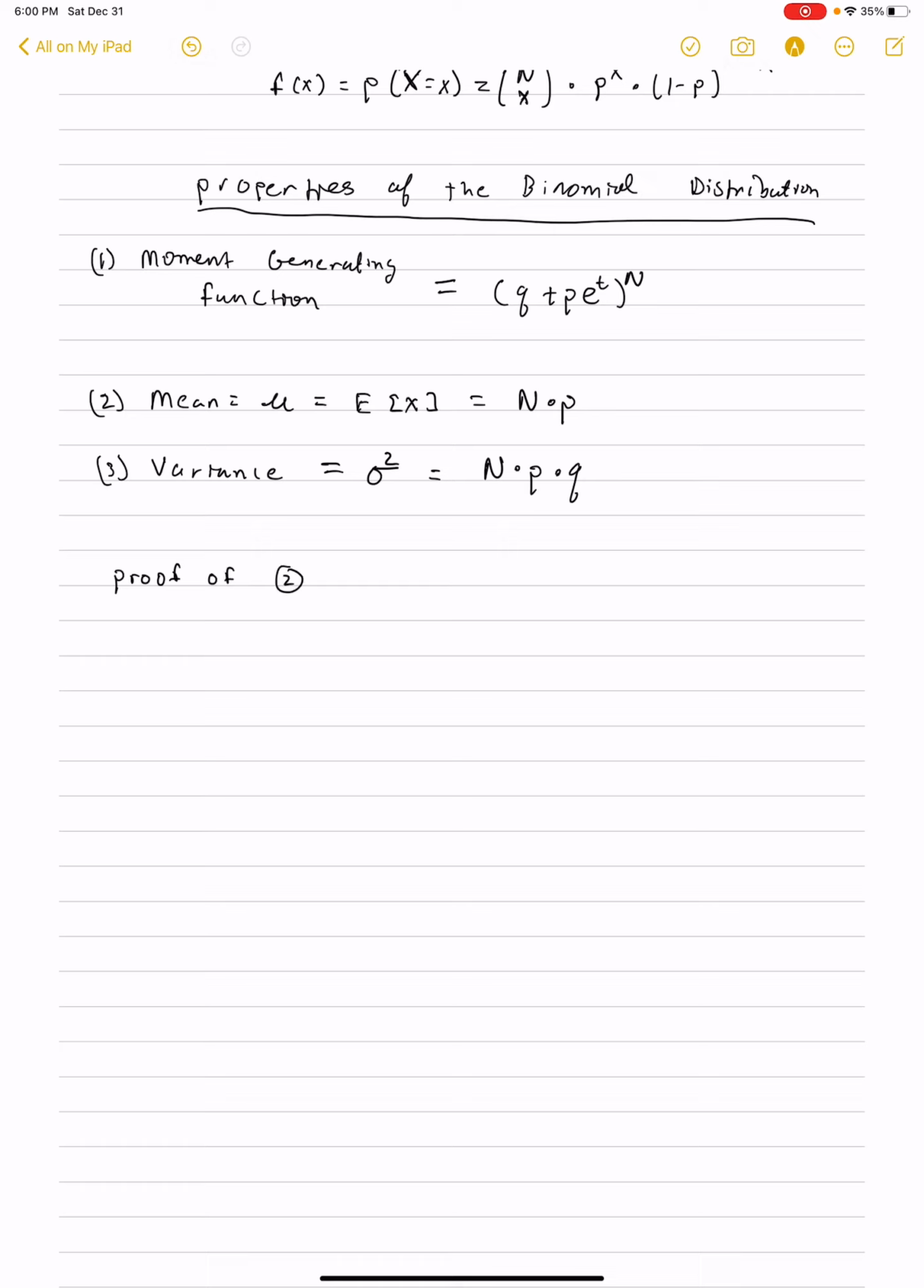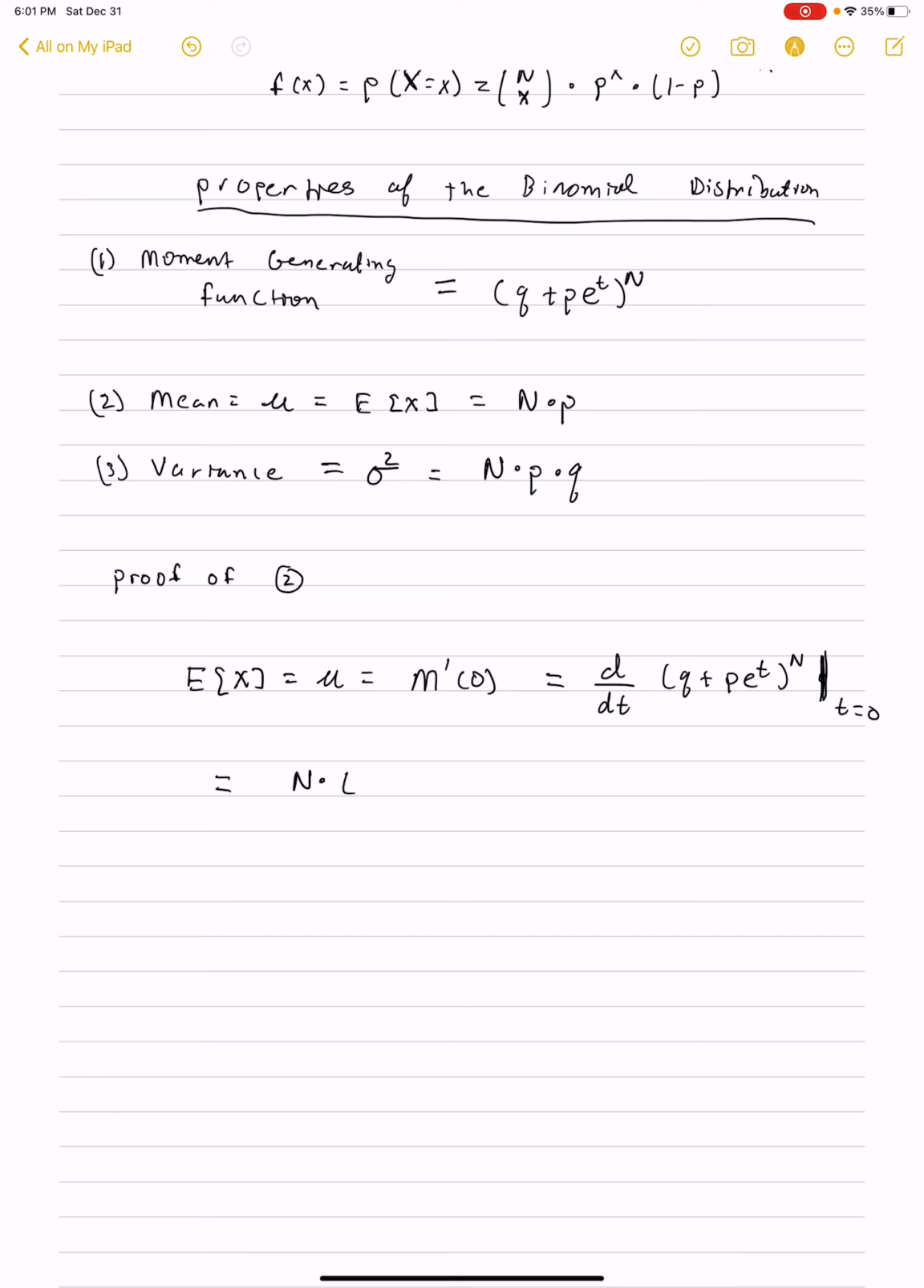So let's prove 2. I'm going to use that the expected value of x, called mu, is just the moment generating function when you take the derivative and evaluate at 0. So we're going to take the moment generating function, q plus p e to the t raised to the nth power, and evaluate it at t equals 0. Okay. So we need to differentiate that. That involves the chain rule. Since it's to an exponent n, we need to use the chain rule.